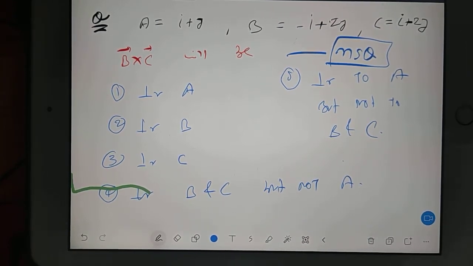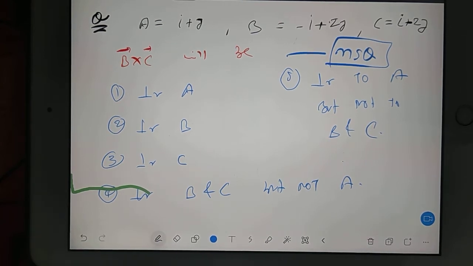Think on this, guys. This is a very good question. Think on this. Think.